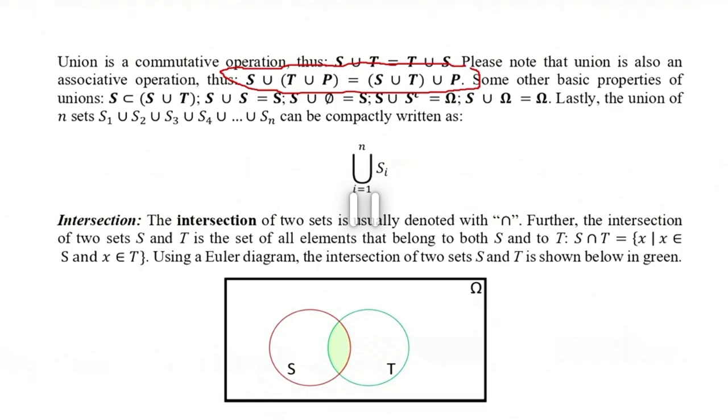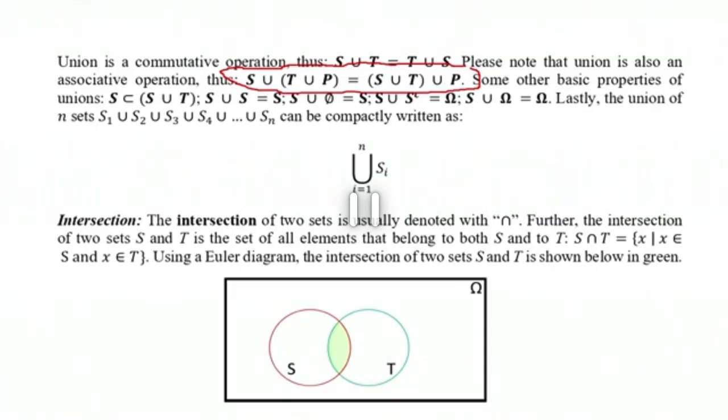Take a look at this now. Maybe we're talking about residents from Minnesota, Wisconsin, and Iowa. Association starts from three, that's why it's called associative. When you take a look at what I have, you can investigate that. If I do the union between T and P, and whatever I got, I do that union with S, it's going to give me the same thing as that. So you can investigate that.